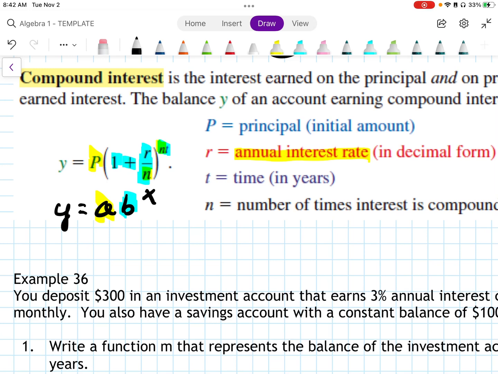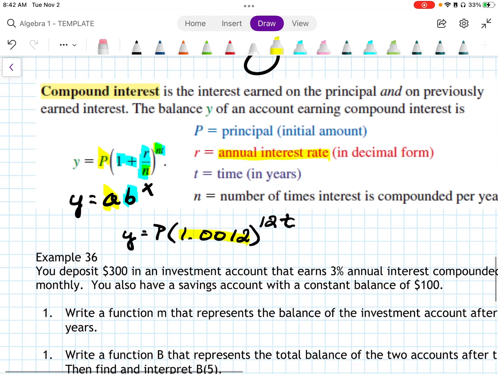So if this was a savings account, it might look something like y equals P, parenthesis, I don't know, 1.0012 to the 12t. It might look something like that. And this is a small decimal. It's 1 point and then there's a few zeros, because savings accounts don't have a lot of interest on them. They don't have a high interest rate.